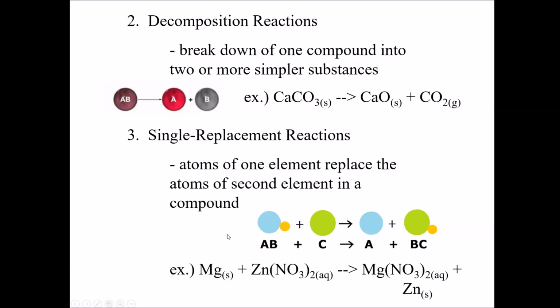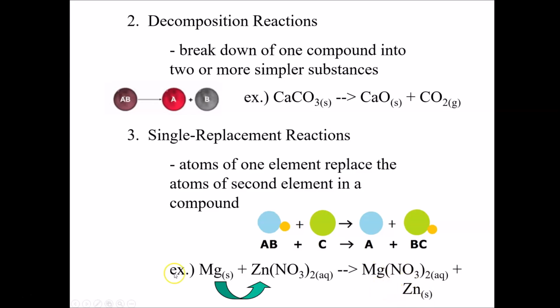Again, good example of this. If you take some magnesium, some solid magnesium, and you put it in a solution, so AQ means aqueous solution. So if you put it in a solution of zinc nitrate, the magnesium will replace the zinc in the solution. So magnesium will go with the nitrate, and now the zinc gets kicked out. Right? So there's my replacement, my single replacement. And I can see that on the other side because now magnesium's with the nitrate, and now zinc is by itself.